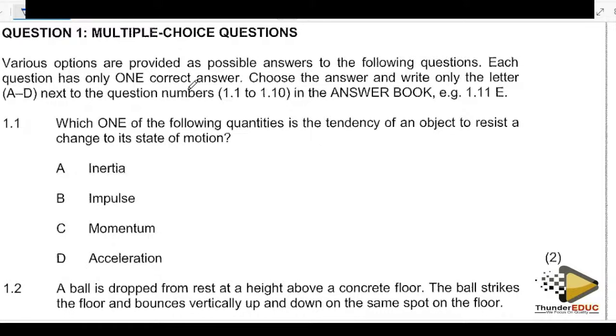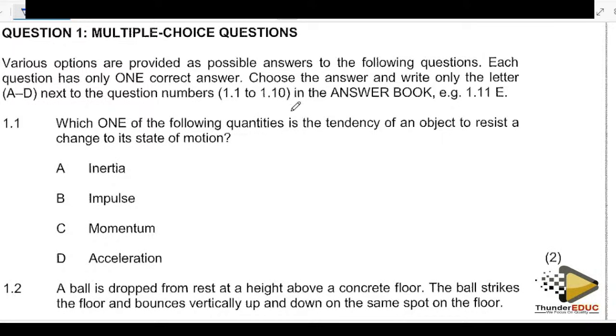With multiple choices, we can use an elimination format before we get to the correct option. So we have various options that have been provided as possible answers. Each question has only one correct answer, and we need to choose that correct answer and then write that in our answer book. Okay, so I'll start with question number 1.